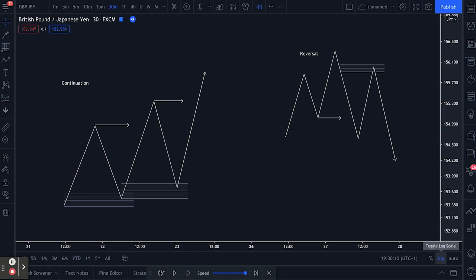So in this video, we're going to talk about market structure and how this comes into the day-by-day trading approach using the smart money methods. I use structure in two ways. We have continuation and reversal. When we are trading continuation, we are looking to buy with an uptrend or sell with a downtrend.